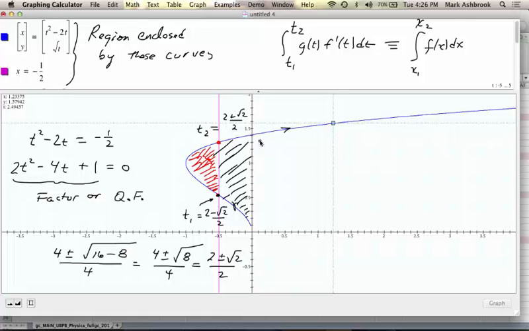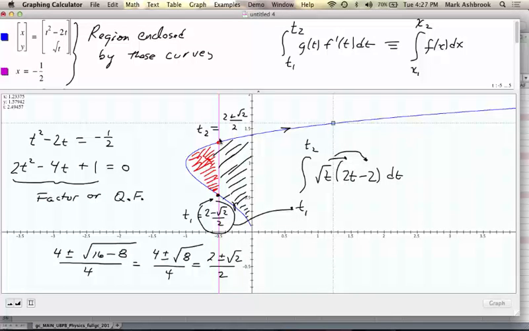And we're going to integrate from that t1 to that t2 of what? g(t) is radical t. And what's f prime? 2t minus 2. And that's easy, we're just going to distribute the radical t's, multiply that out, and that's a pretty easy integral. And we're going to integrate from this t1 to this t2.